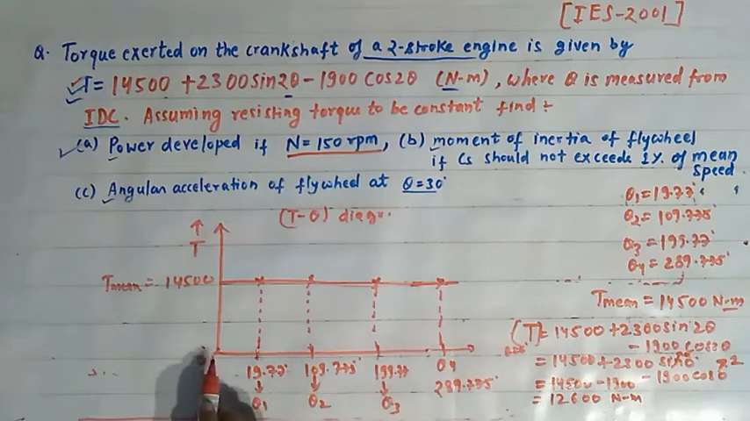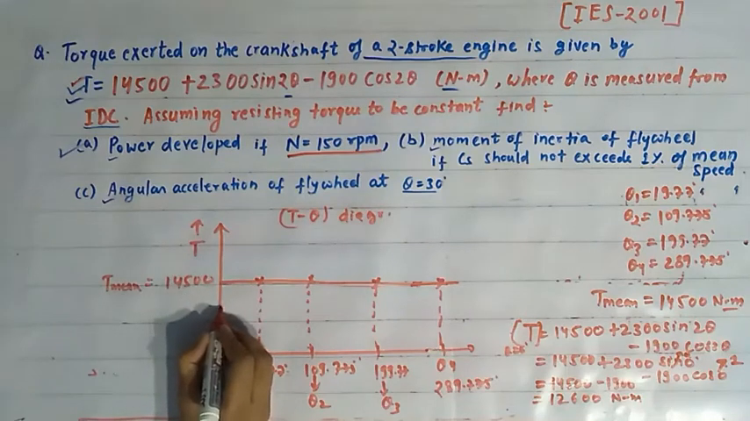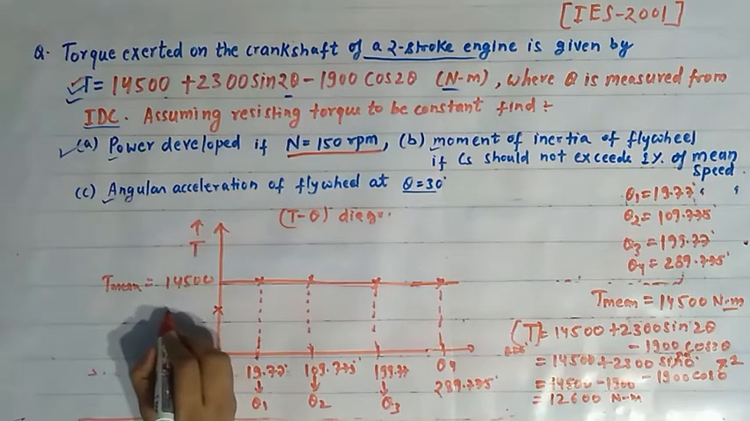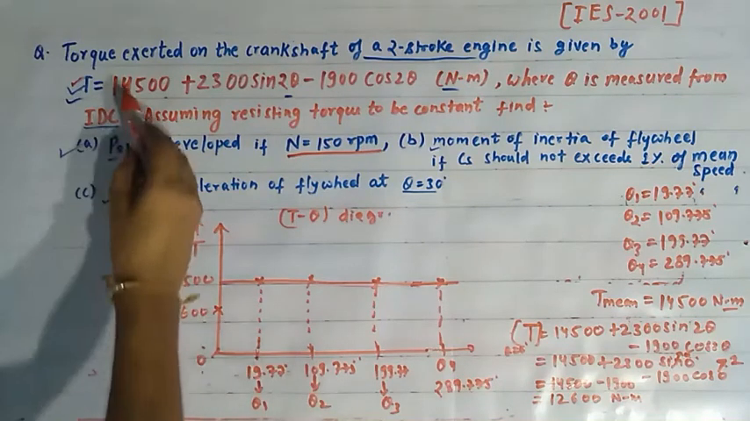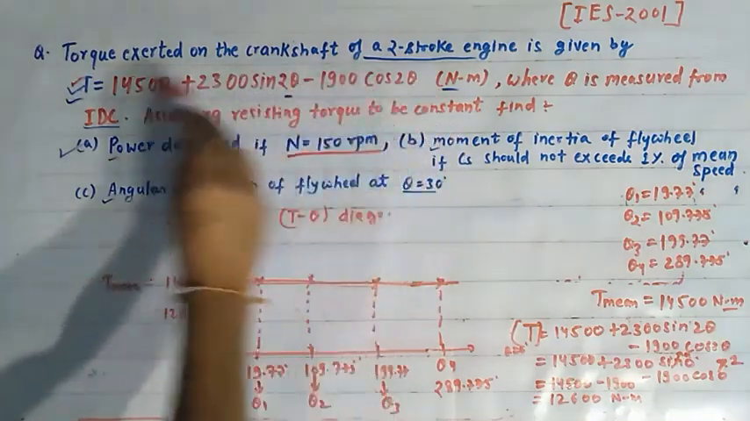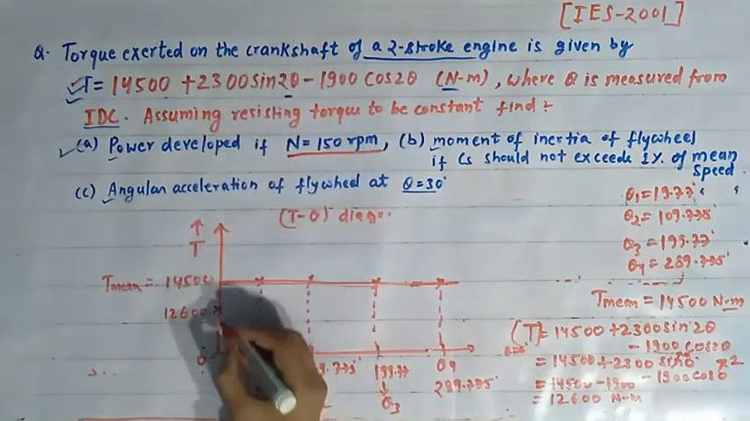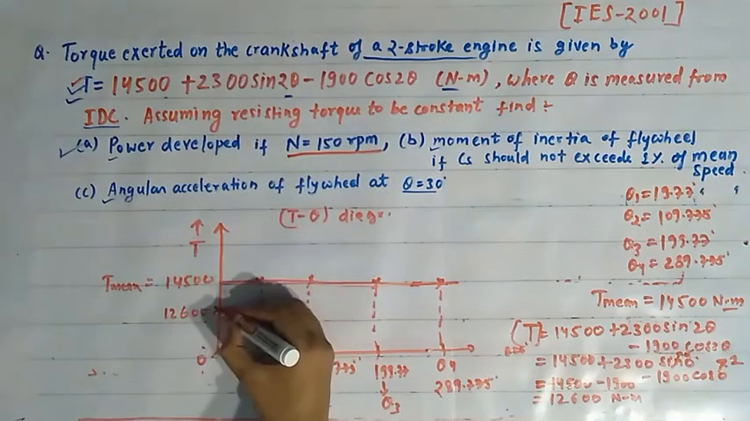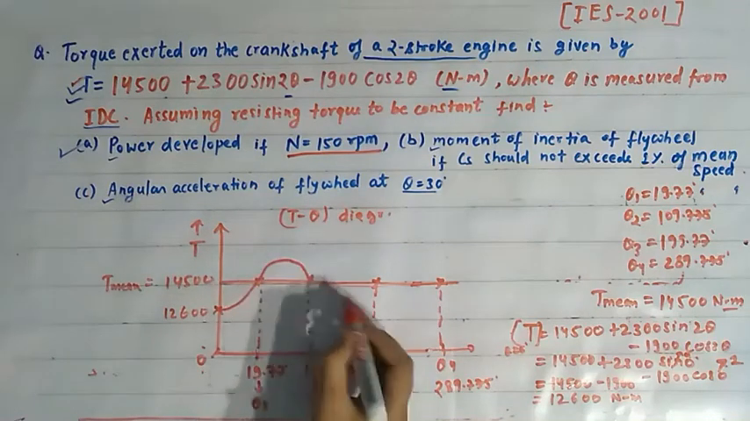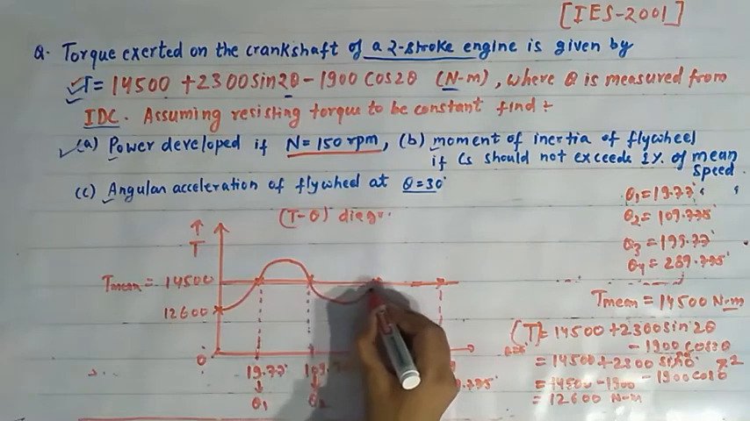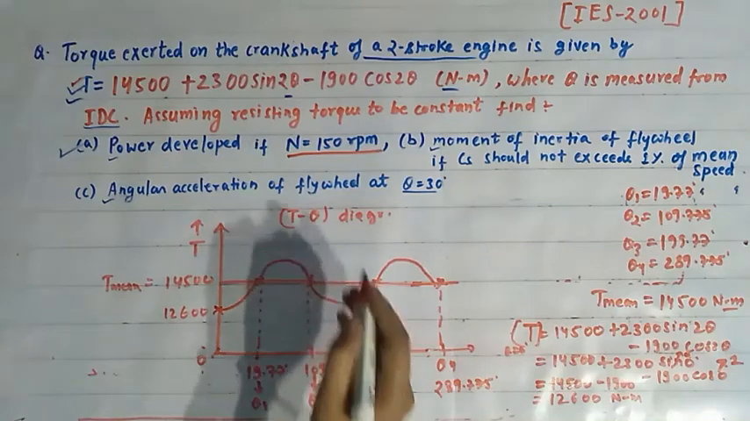So I will plot the value of 12600 on the torque axis. So the value of 12600 will lie somewhere here. Now this is a sine function. Torque is a sine function. We can see that because it is a function of sine 2 theta and cos 2 theta. So I will join this point with this point with a sine curve, and likewise each consecutive pair of points with a sine curve. So this is my T theta diagram.